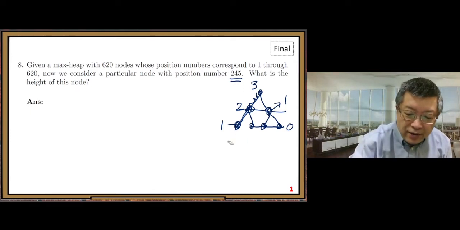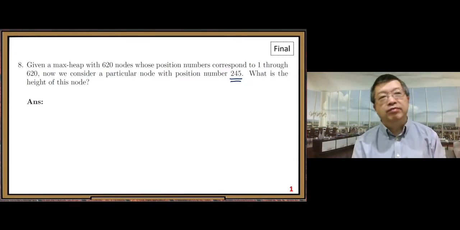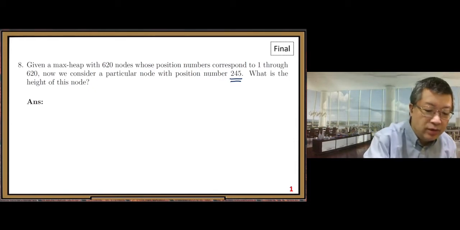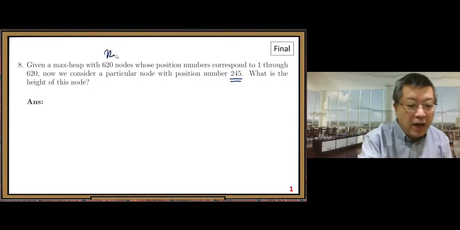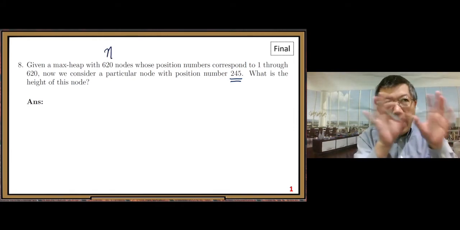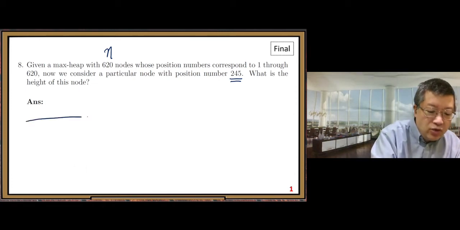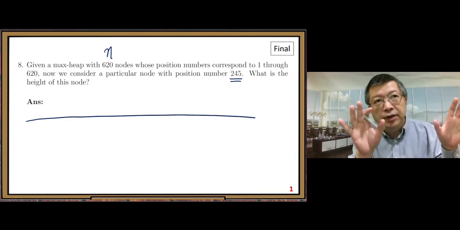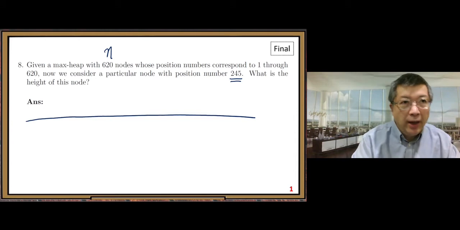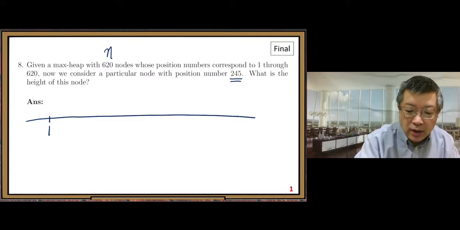All right, so with that definition, now let's look at this question. Let me just do some analysis. I cannot solve it for you. I just do analysis. I use the general n number, not the 620. All right, so let me draw the line corresponding to this heap. We know the position number: the first one corresponds to 1. The last one corresponds to n, position number.